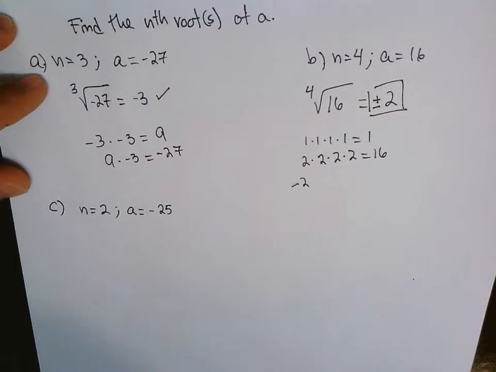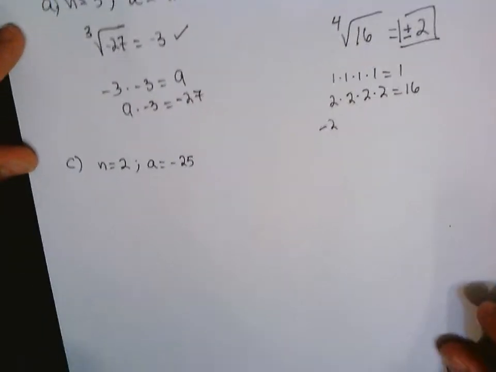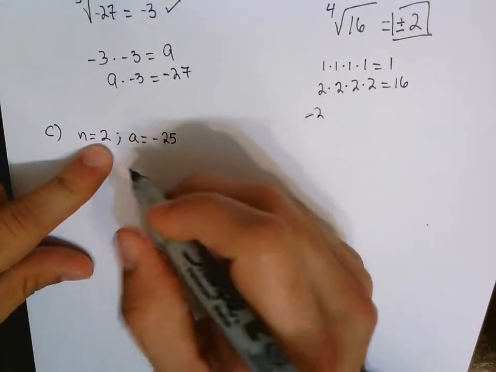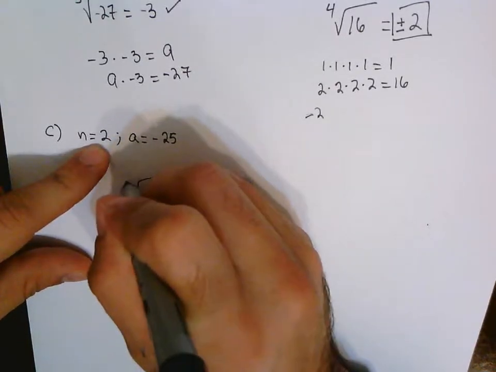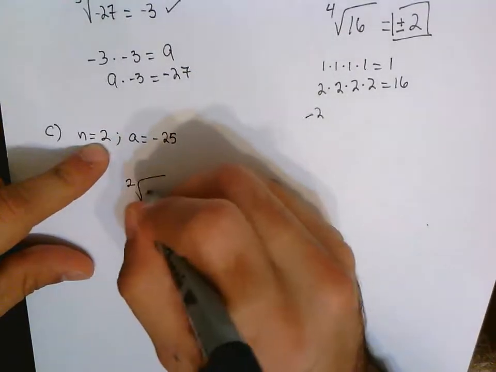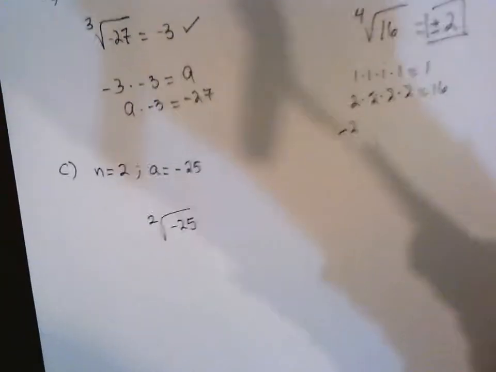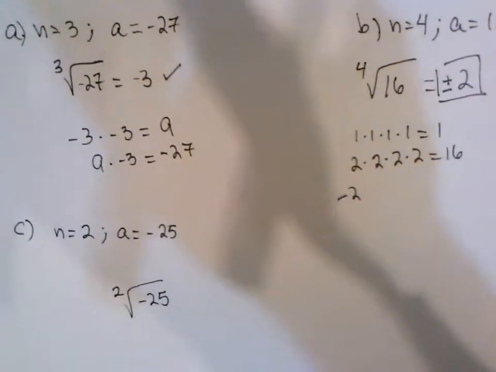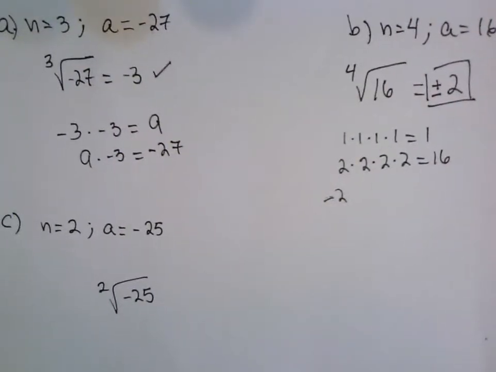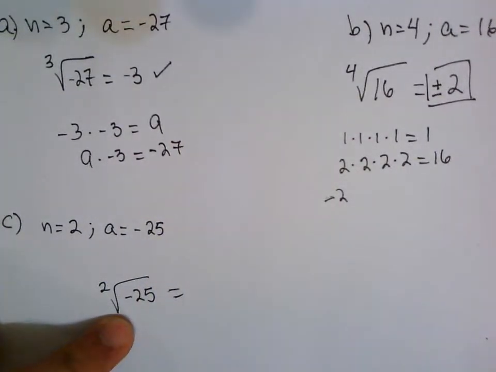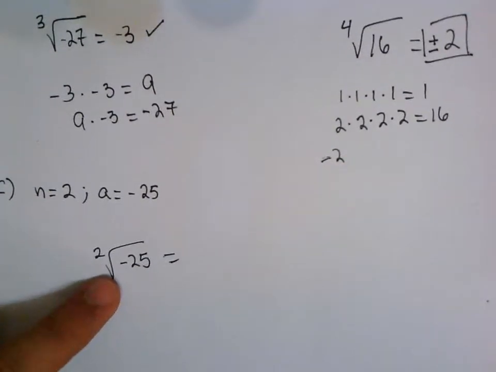Let me do one last example. This one is actually quite easy. In this case I'm trying to find the square root of negative 25. The square root of negative 25. Let me see if I can get that closer. Yeah, that moved a lot. Okay, there you go. The square root of negative 25. Well, let's think of a number that when we multiply by itself 2 times gives us negative 25.